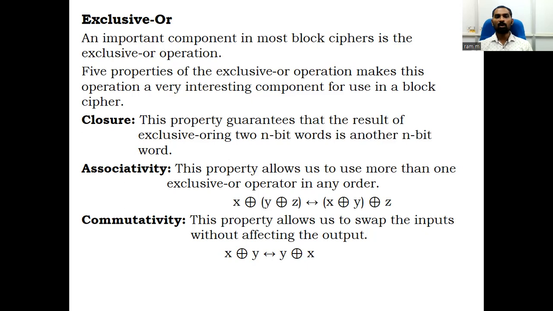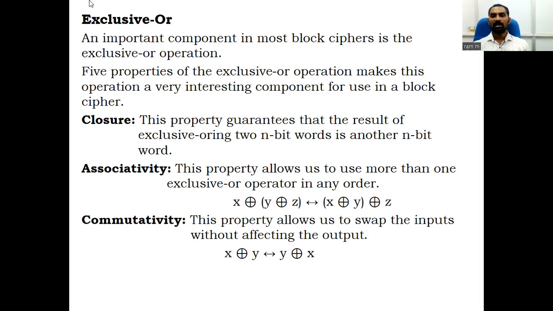So what does the closure property say? If you take two n-bit words and apply XOR between those two n-bit words, the output that we get will again be n-bit only. That's why the exclusive OR has the closure property.